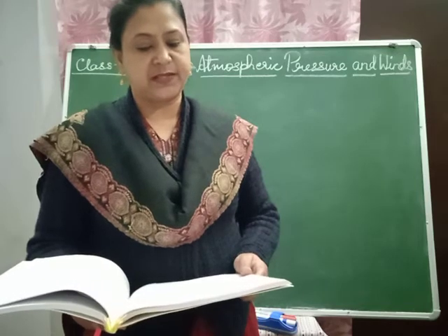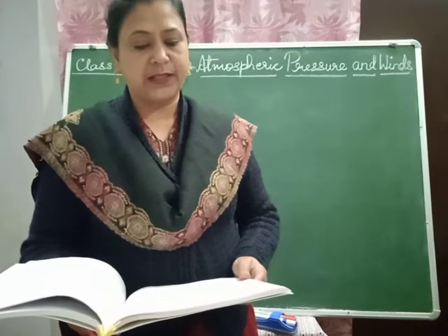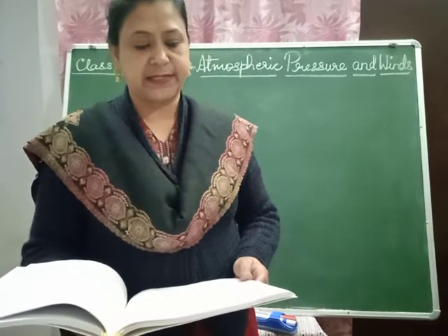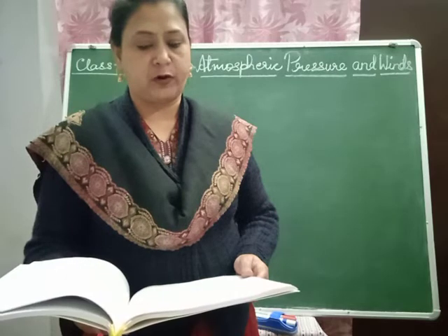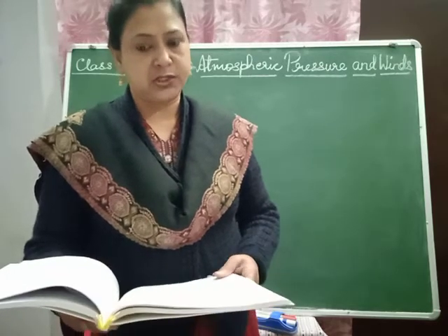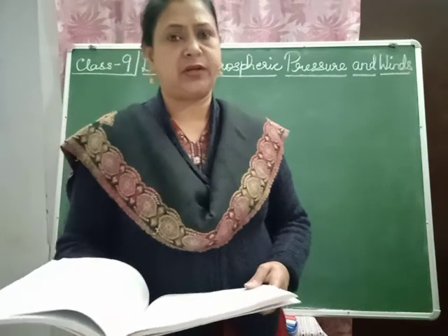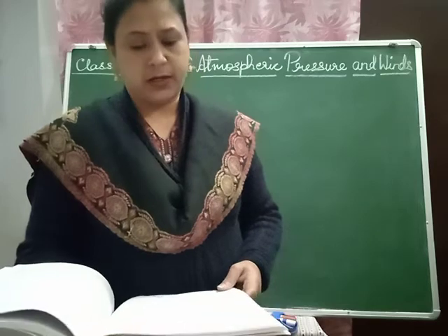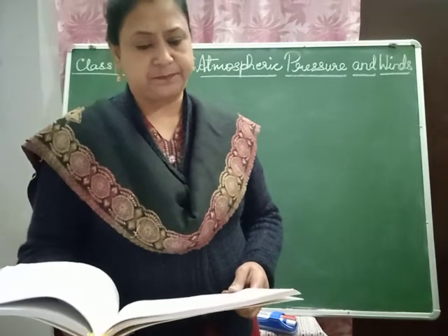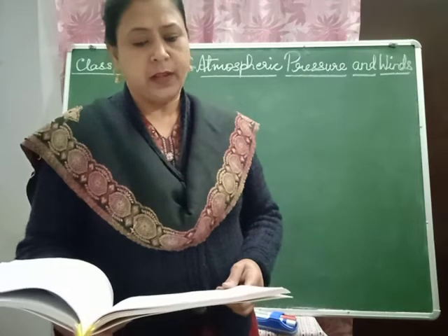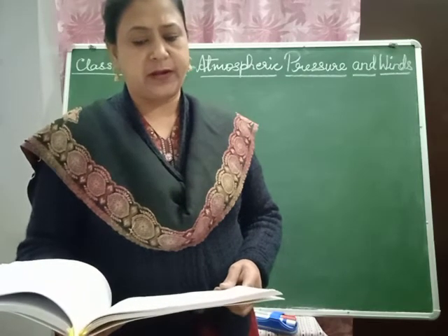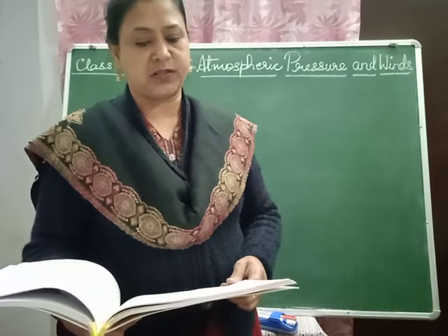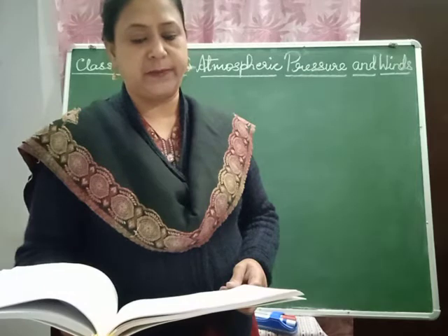The atmospheric pressure is measured accurately with the help of a mercury barometer. The rise and fall of the atmospheric pressure is indicated by the corresponding rise and fall of the mercury column in the glass tube. Children, that is the measuring balance with which we take atmospheric pressure, the barometer.